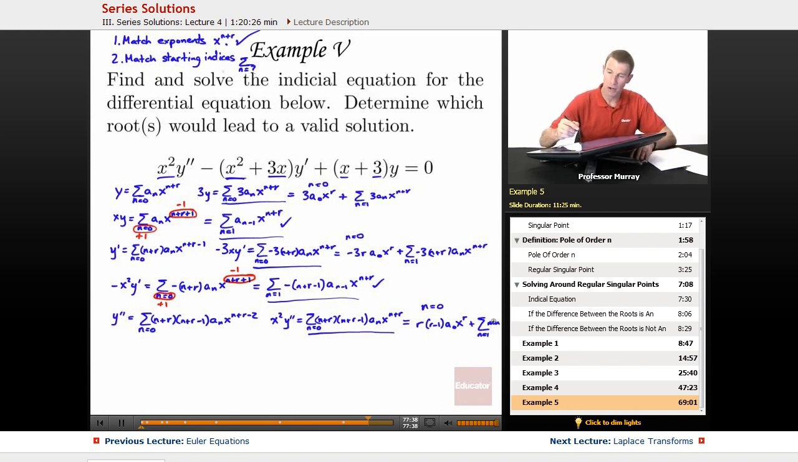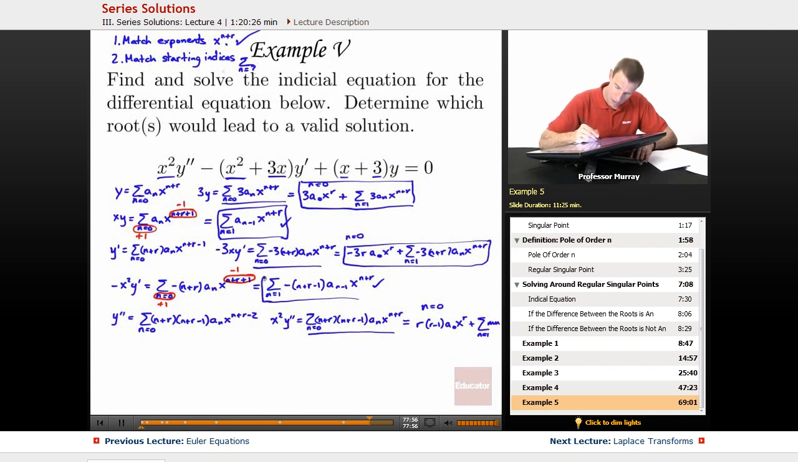And then I have to combine all of these series. So let me just indicate which of the series I have to combine. I have to combine that, and that, and that, and that, and this. And let's see how that plays out. I'm going to write all the extra stuff on the outside first. So I notice that all these extra terms, there's one, and there's one, all of those have an a naught times x to the r.